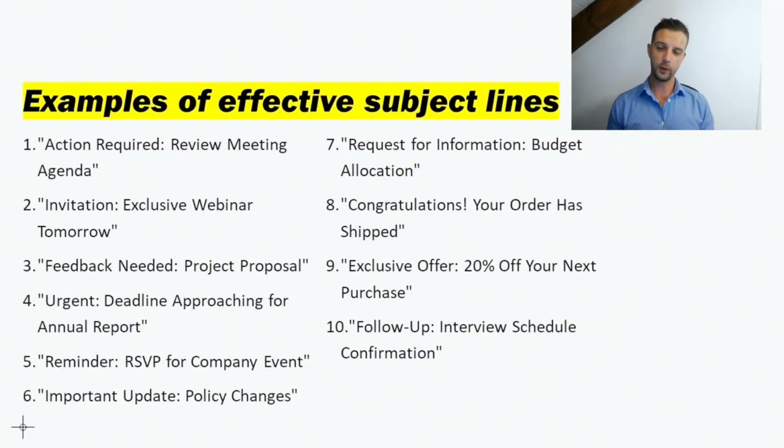You can read along with me. These are good examples of effective subject lines. So, action required, we've got an action word there, a verb there. Review meeting agenda. Number 2, invitation, exclusive webinar tomorrow. Okay, it's an invitation, so that's the key. Feedback needed. Project proposal. Urgent. Deadline approaching for annual report. Number 5, reminder, RSVP for a company event.